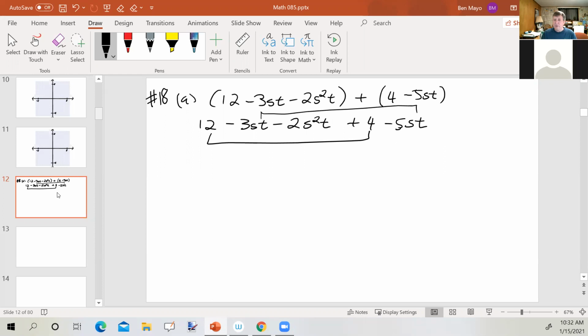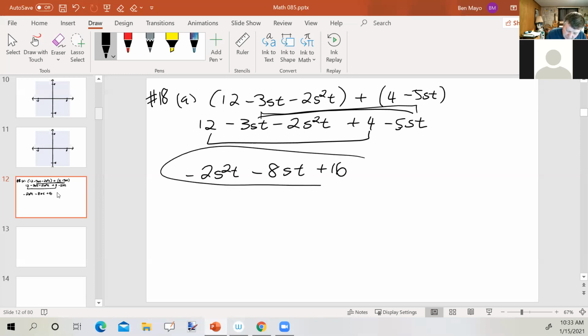I think what I'm going to do, I'm going to think in terms of the variable s. So the highest power of s is in the term that says minus 2s squared t. So I'll write negative 2s squared t. And then I'll put these together. Minus 3st minus 5st is minus 8st. And then 12 plus 4 is plus 16. So we get that answer. Any questions about that?